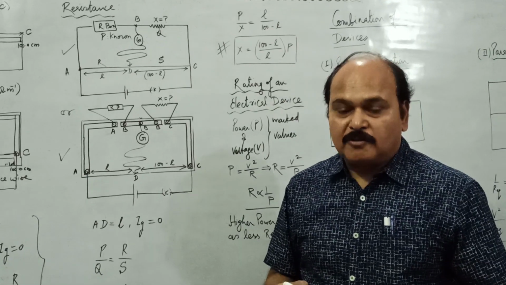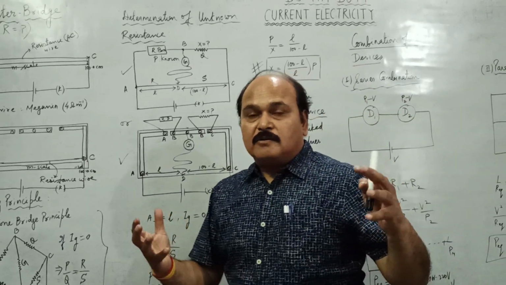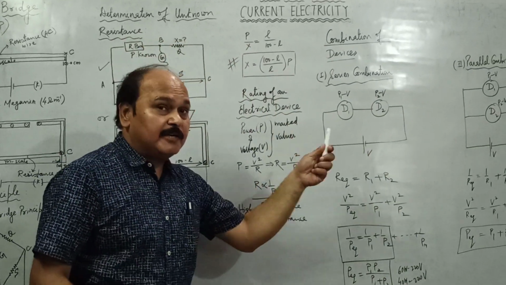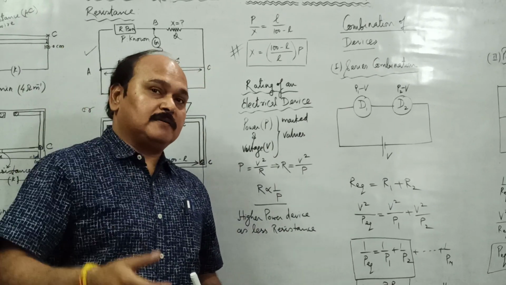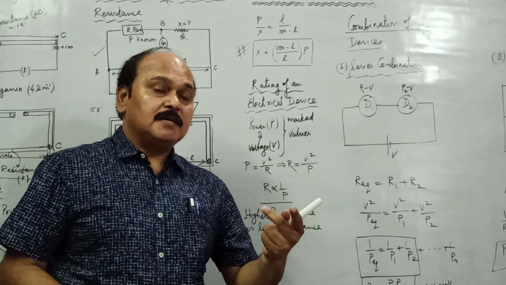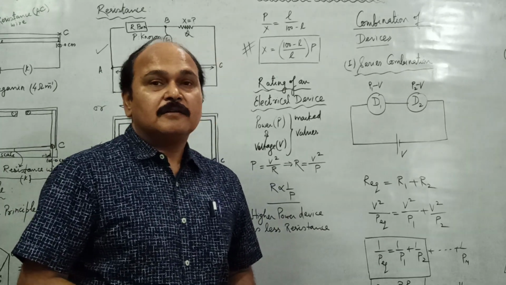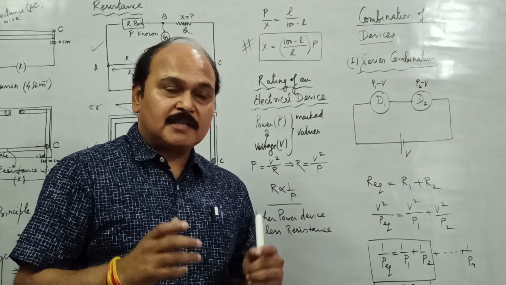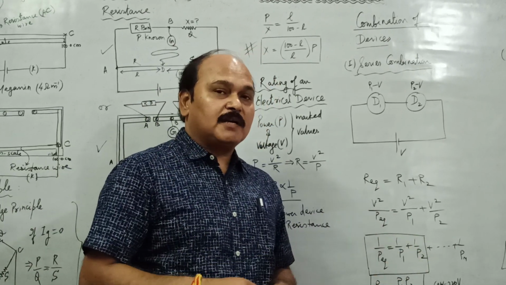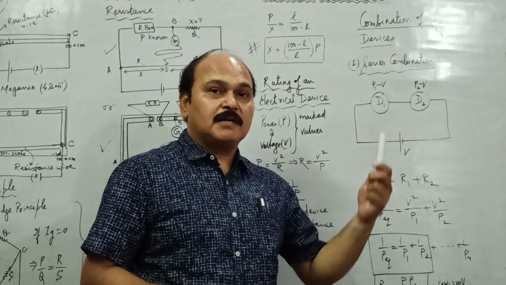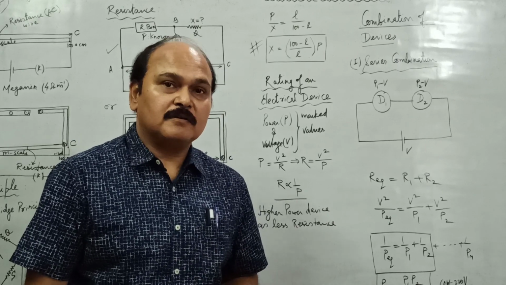Now let us talk about rating of a device. Children, you are familiar with the fact that every electrical device is marked with certain value of voltage and power. The power and the voltage marked for a device are called its rated power and rated voltage. This rated voltage differs from country to country. In the Indian subcontinent, it is 220 volt. But if you go to some other country, a European country or US, there the rated voltage is 110 volt.